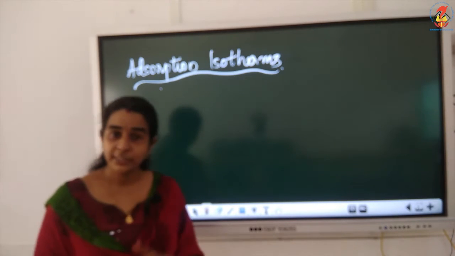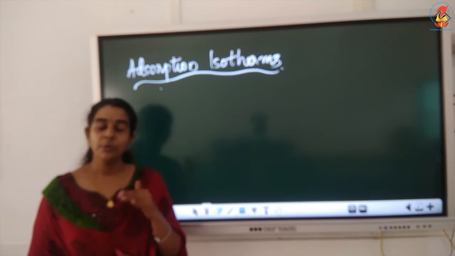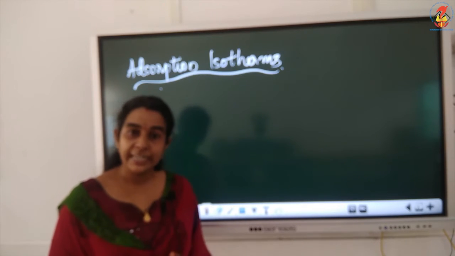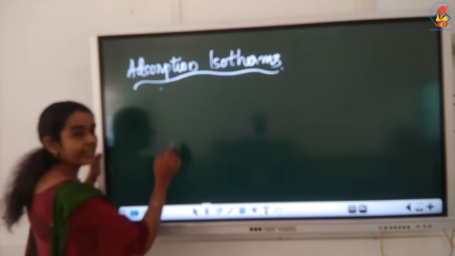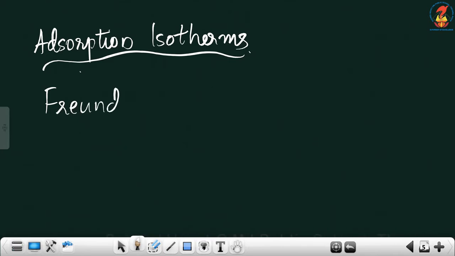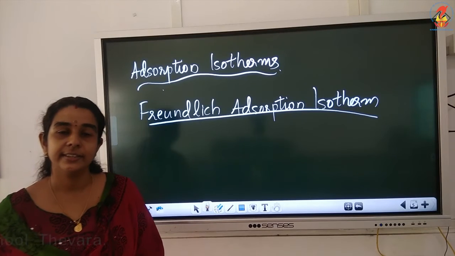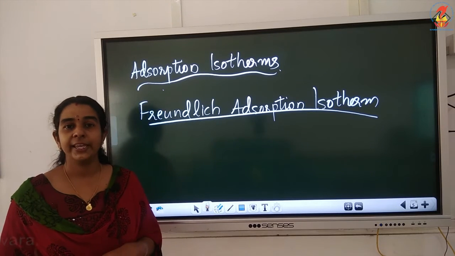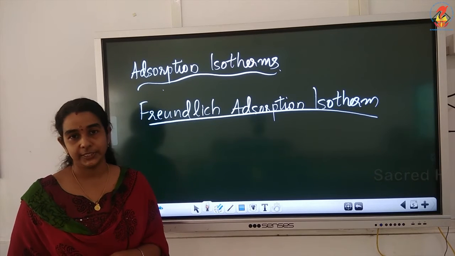Now there are so many adsorption isotherms available. Among these, the most common adsorption isotherm is the Freundlich adsorption isotherm. So what we have to study is the Freundlich adsorption isotherm. Freundlich was a scientist who gave an empirical relation to explain the effect of pressure on the adsorption of gas on solid surface.